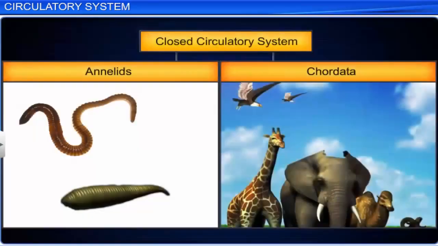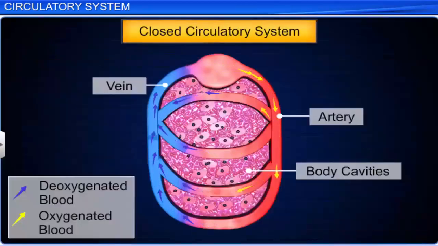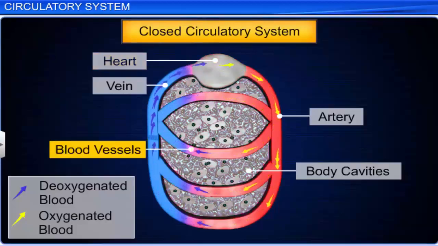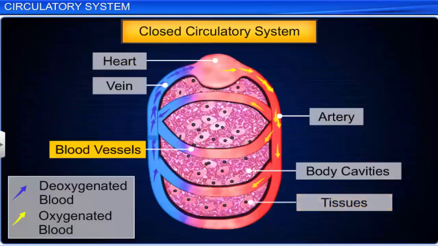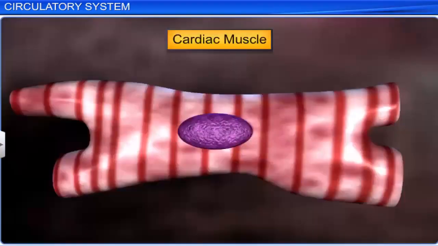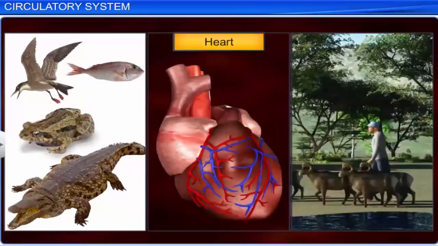Whereas a closed circulatory system is found in annelids and chordata. In these organisms, the blood pumped from the heart passes through the closed blood vessels to reach the tissues. The heart, the vital organ of blood circulation, is made of cardiac muscles. It has many chambers which vary between animals.